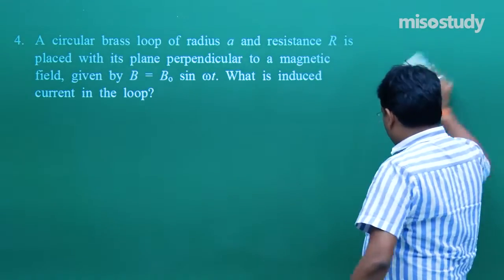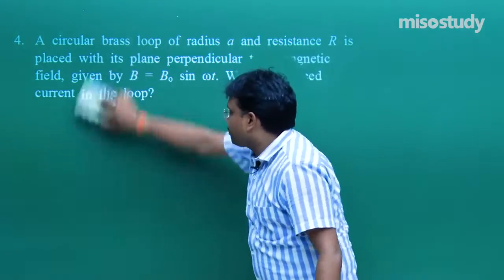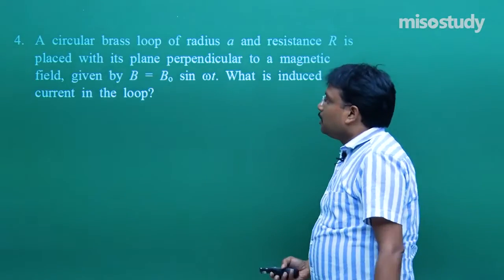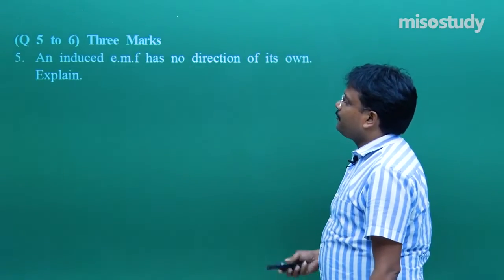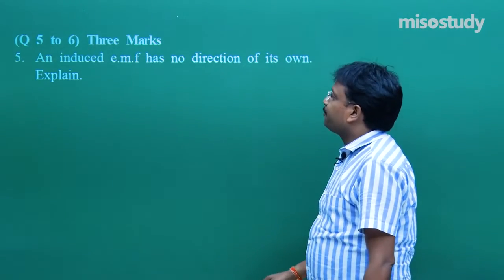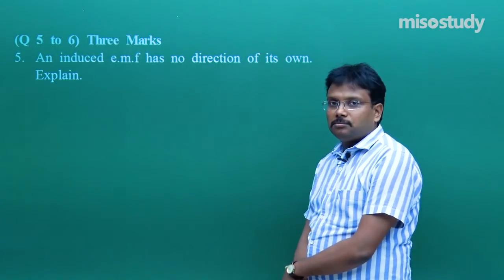So now again our board is clean and green and we are ready to discuss another set of questions. Fine. So here comes question number 5 and 6, and both these questions are for 3 marks. And induced EMF has no direction of its own.